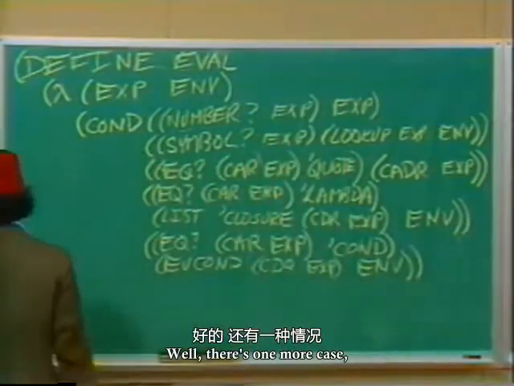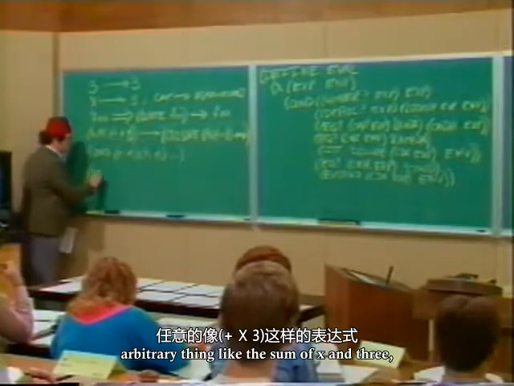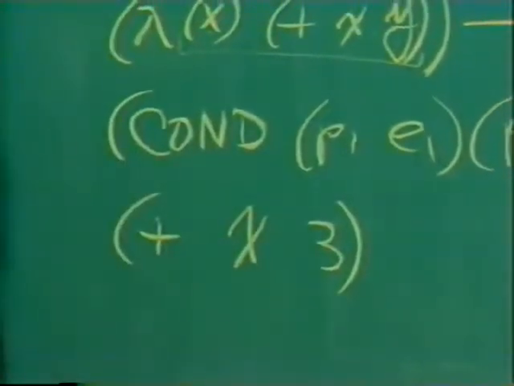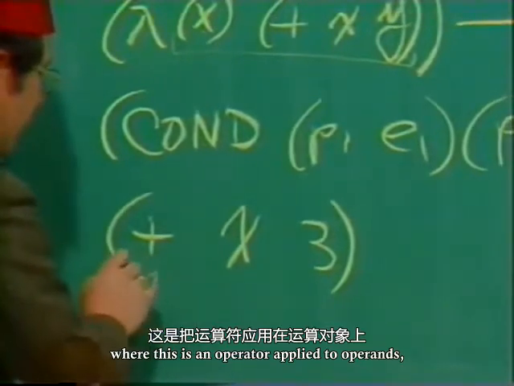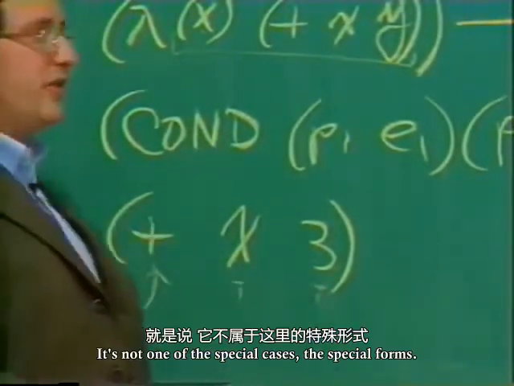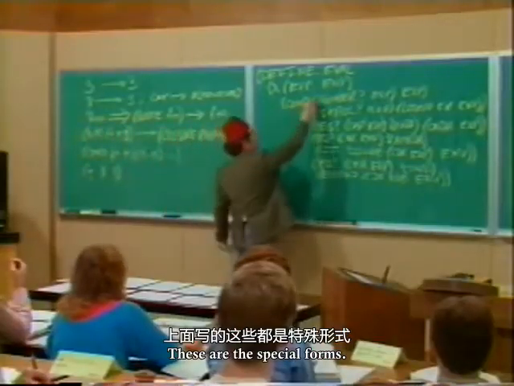Well, there's one more case. Arbitrary thing like the sum of x and 3. Where this is an operator applied to operands. And there's nothing special about it. It's not one of the special cases. These are the special forms.